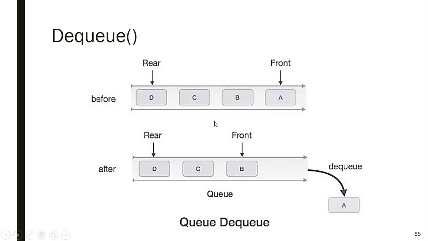What is the dequeue operation? You see, there is a queue, there is a front end and there is a rear end, and dequeue means the value at the front is to be removed and returned. After this value is removed, the second value will become the front one, because now it is going to be served. It is just a very simple concept.